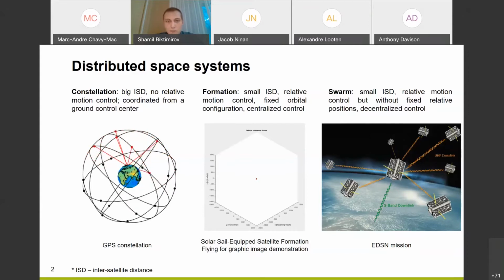trajectories between satellites. If we move to formations and swarms, we speak about smaller distances between satellites, and there is a need to control relative motion between satellites. In the case of formation flying, there is a strict orbital configuration that should be maintained. It should be deployed, maintained, and reconfigured. And if we speak about swarms, it should be maintained, but not that strict. So we should keep the satellites in a certain area to satisfy the requirements on the intersatellite distance.